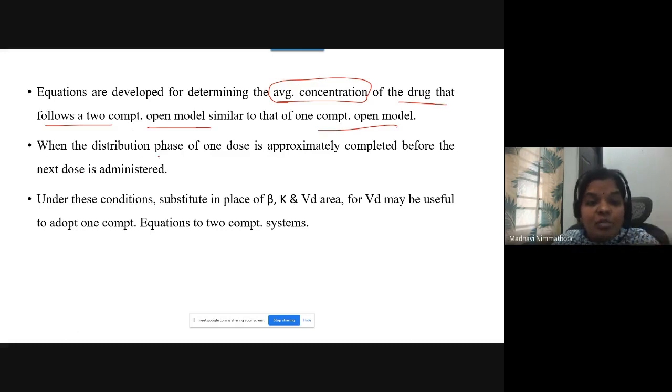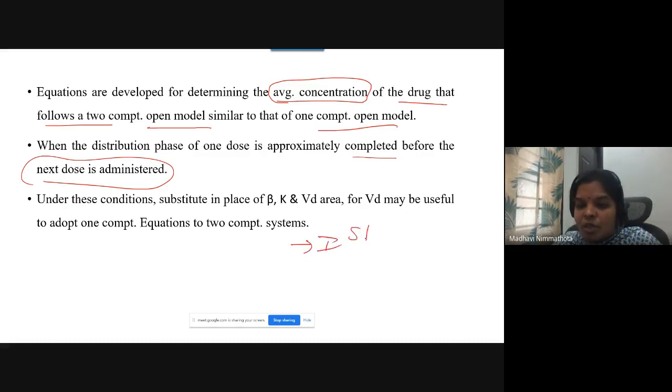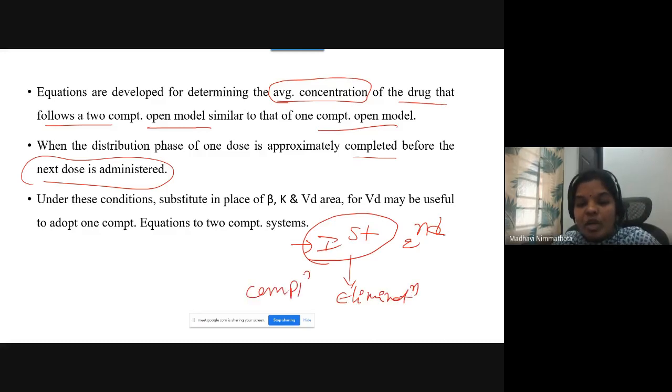So when the distribution phase of one dose is approximately completed before the next dose is to be administered, I already told you, make sure that if you have to take the first dose, then you have to take the second dose after complete elimination of this first dose. So when the distribution phase of one dose is approximately going to be completed, then you can take the next dose which is to be administered.